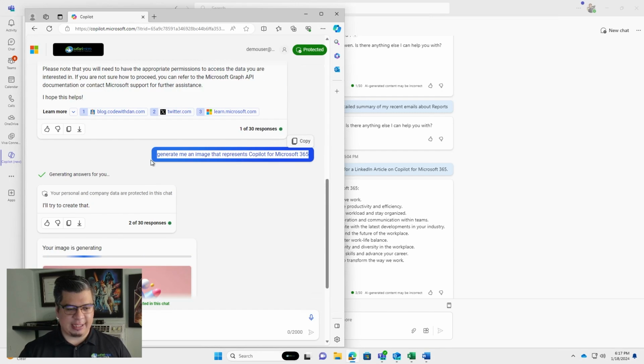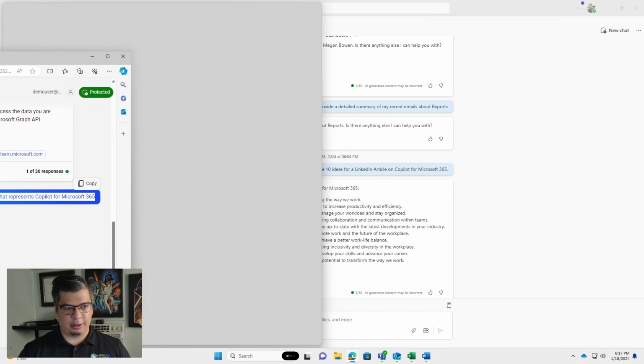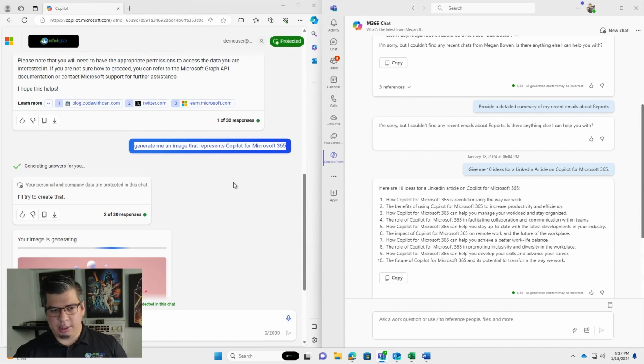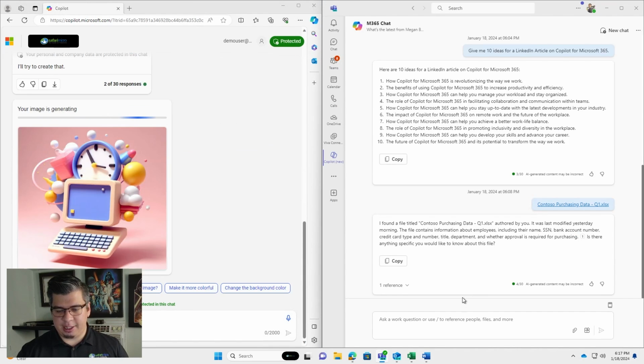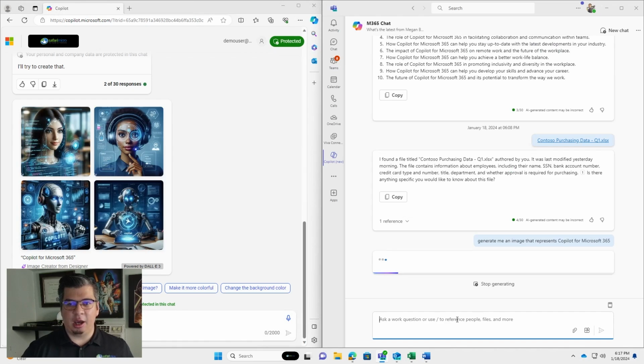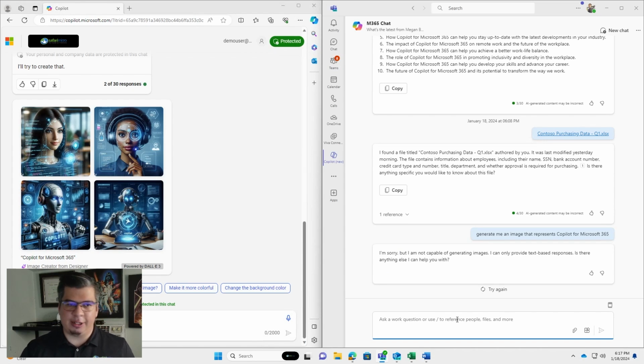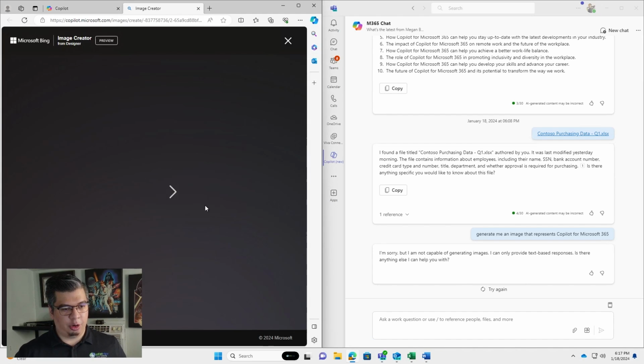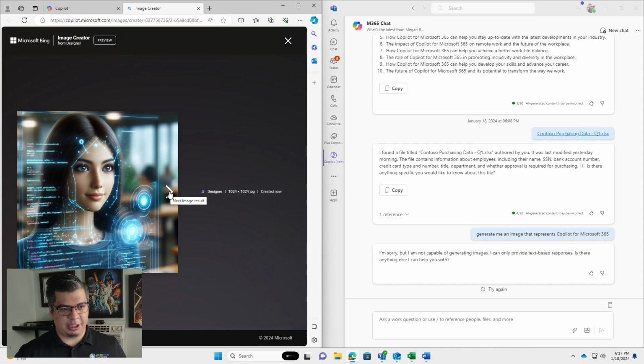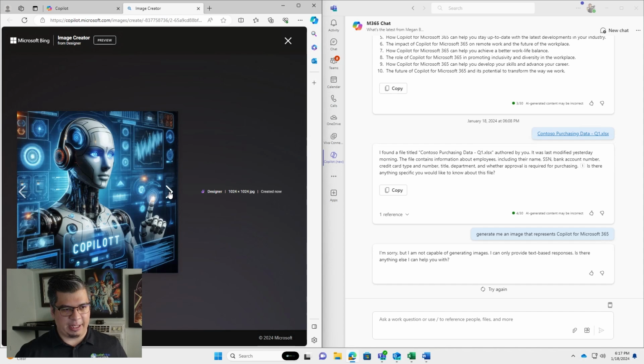But if I were to ask that same thing, and I'll stick this over on one side and stick M365 Chat on the other side, if I were to ask the same thing of the M365 Chat, it says it's not capable of generating images. So there is going to be some feature function difference between Copilot and M365 Chat. So you can use Copilot to generate those images from the image creator.